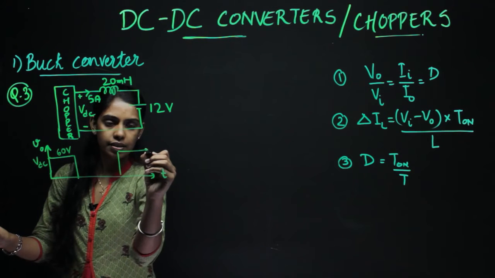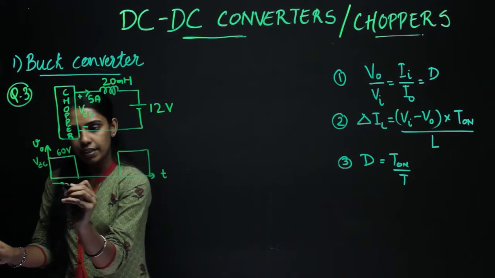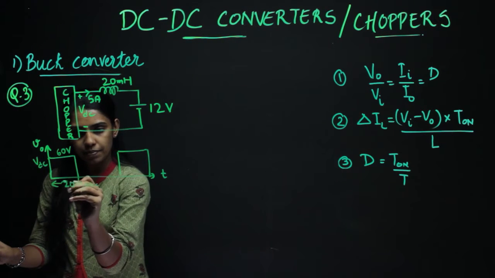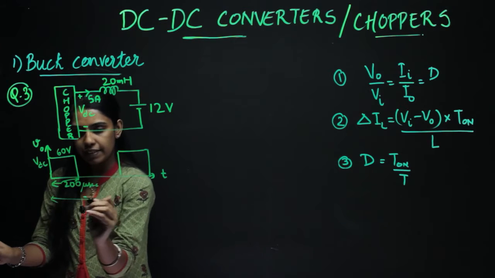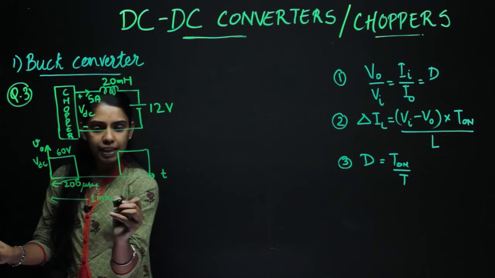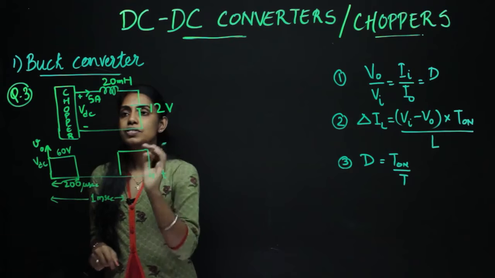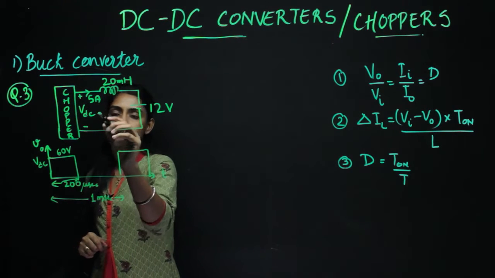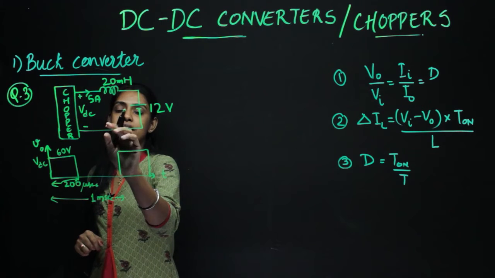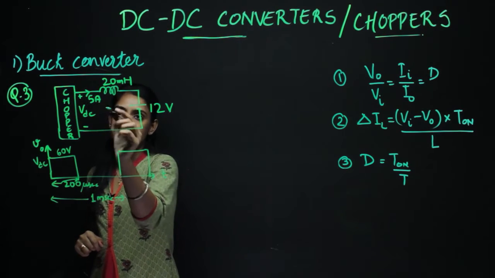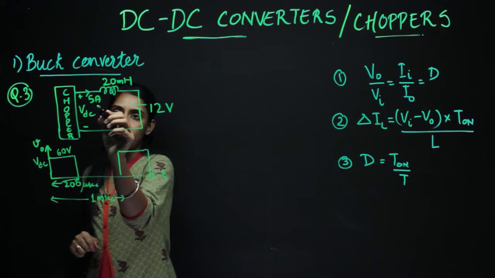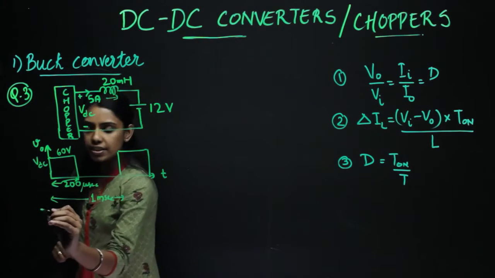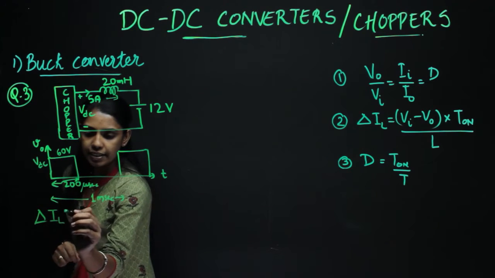Then they have mentioned the time. This they have written as 200 microsecond. This time is 200 microsecond, and this whole time they have written as 1 millisecond. So this is the question which is given, and it is asked in the question to find what is the peak-to-peak ripple in the charging current. That is, what is the peak-to-peak ripple in this 5 ampere. This 5 ampere is basically the current through the inductor. So they are asking to find what is the peak-to-peak ripple in the inductor current.